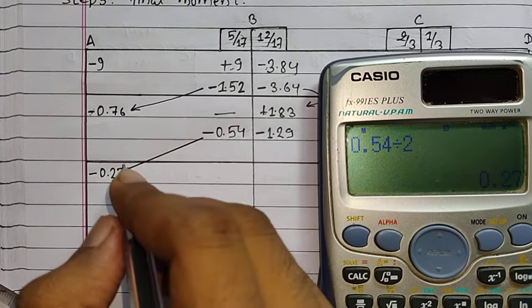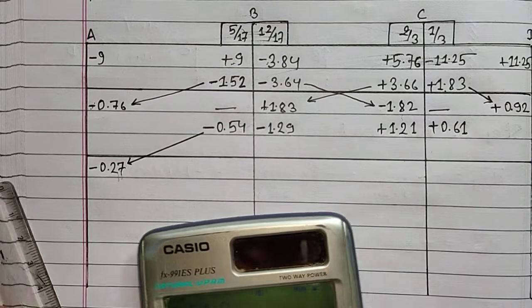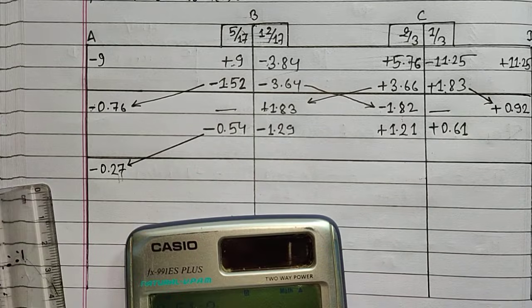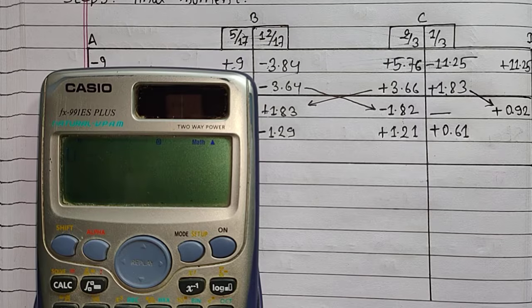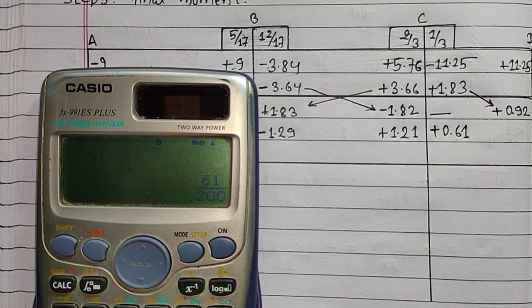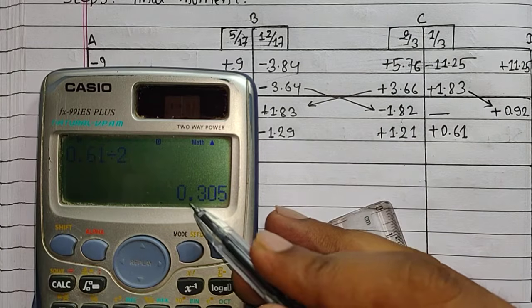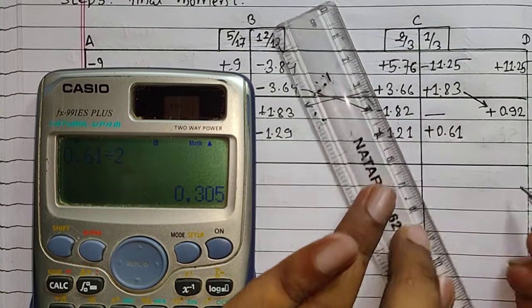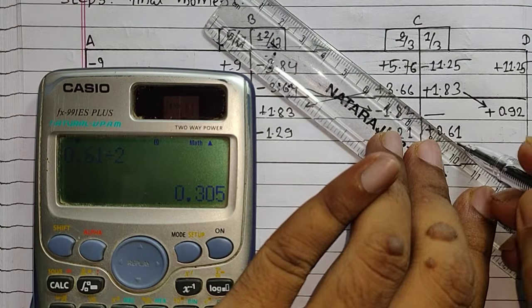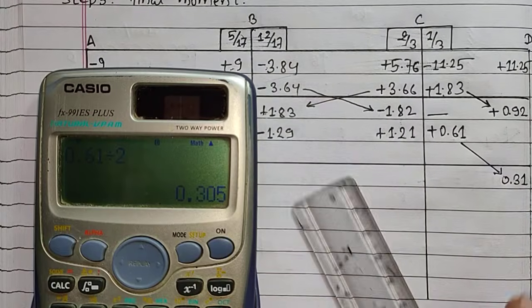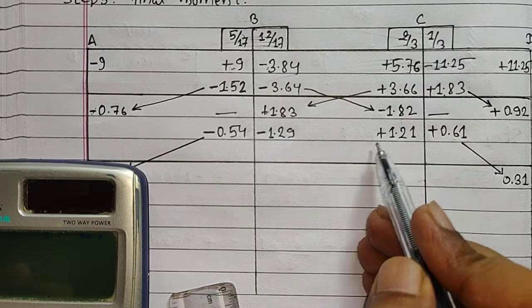You do not need to show this sign while solving the numerical in the exam. I am just showing you to make you understand. And here we have 0.61, so divide 0.61 by 2, we will have here 0.305, so we will write it here as 0.31, and the arrow. Now we need to bring half of this value here and half of this value here.